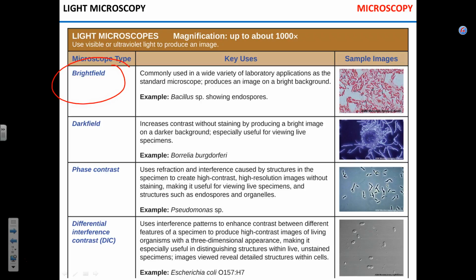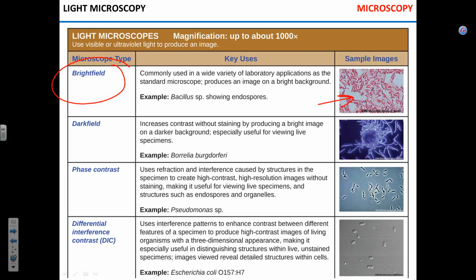So in bright field, if you would look just at a sample of bacteria, sorry, you can barely see it. Okay? So often we're going to stain. You see here, it's the staining of bacteria. It's Bacillus species that were stained to increase contrast between the cell and its background.